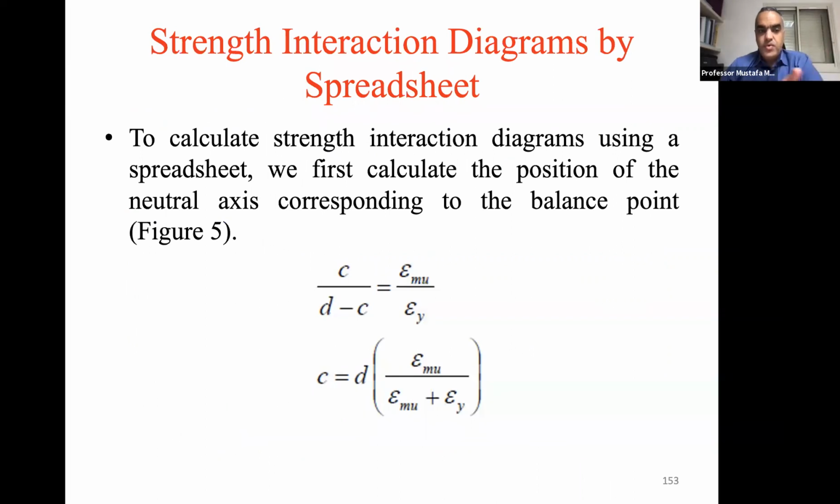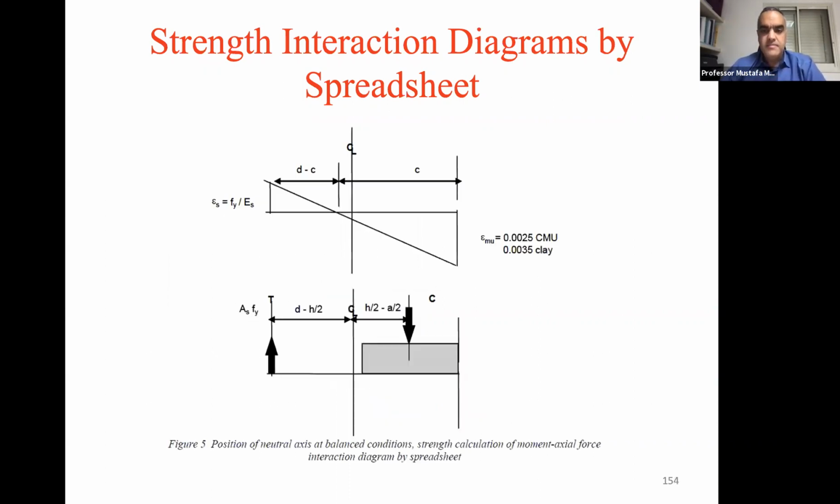So if you want to calculate the strength interaction diagram using the spreadsheet, we need to calculate the position of the neutral axis corresponding to the balance point, like we did before. This equation, we have seen several times. This is the strain diagram and the free body diagram for the balance condition.